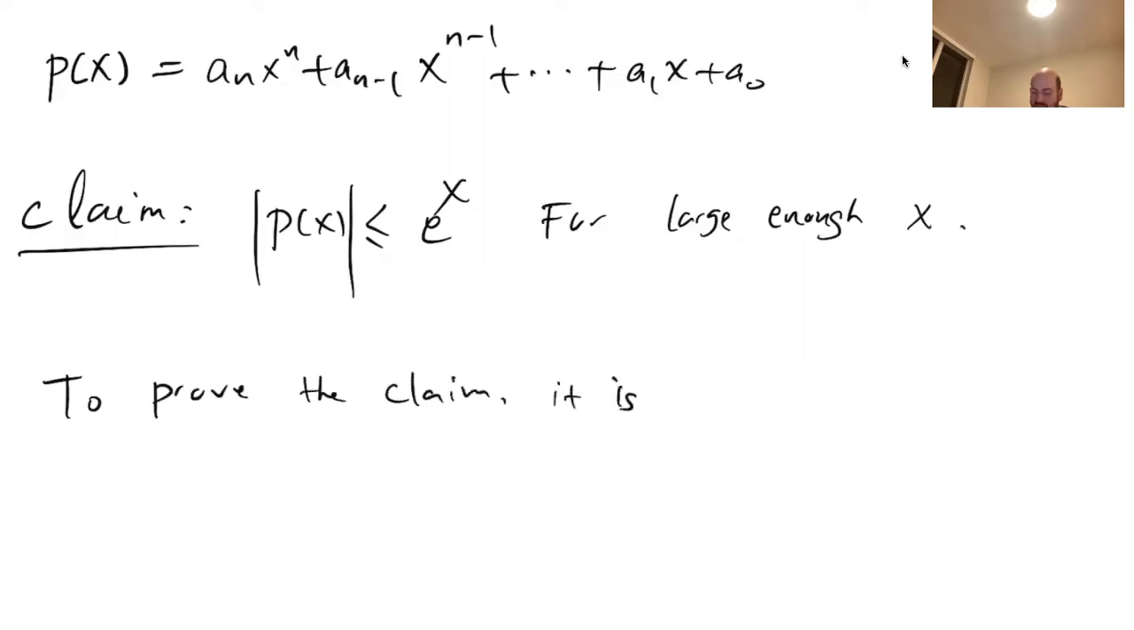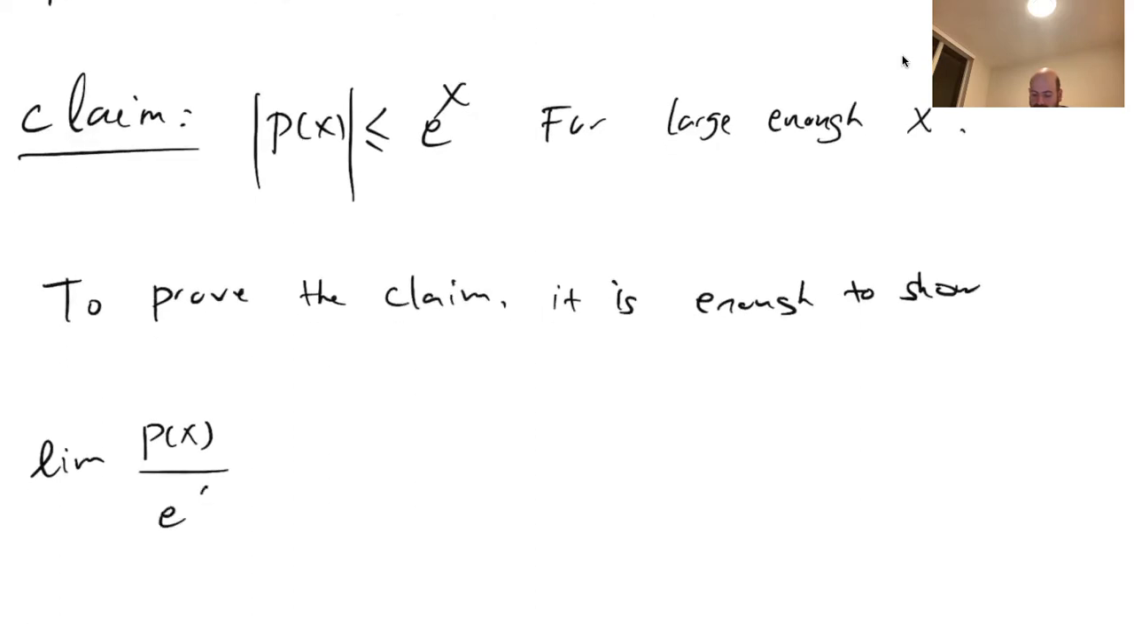it is enough to show that the limit of p of x over e to the x, as x goes to infinity, is 0. Because if the limit of a fraction is 0, then for large enough x the absolute value of this fraction will be less than 1, for example, right? The fraction is getting closer and closer to 0 as x gets larger and larger, so after some point it has to be less than 1 in order to get closer and closer to 0. I can even say after some point it is less than 0.01, right?